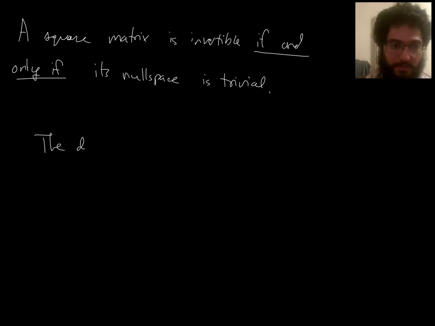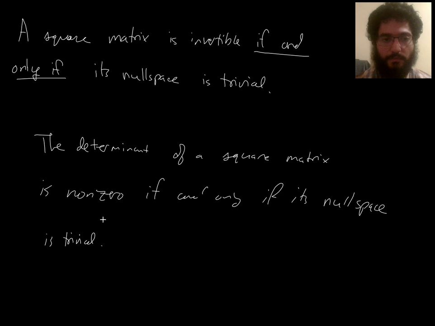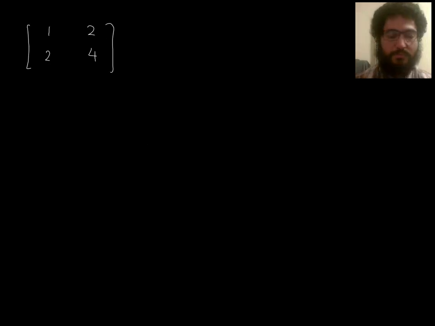So the determinant of a square matrix is going to be non-zero if and only if the null space of the matrix is trivial. Let me give you an example of a matrix that has a non-trivial null space and therefore 0 determinant, this one. And if you pause and stare at this for a second, you can probably guess how I came up with this example.